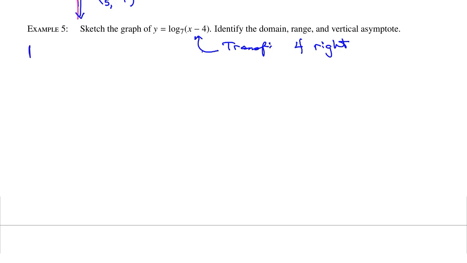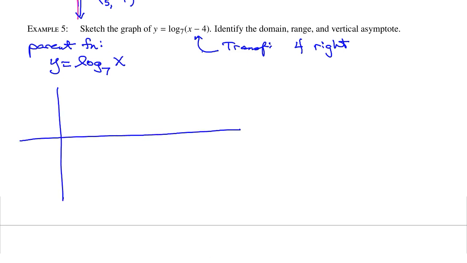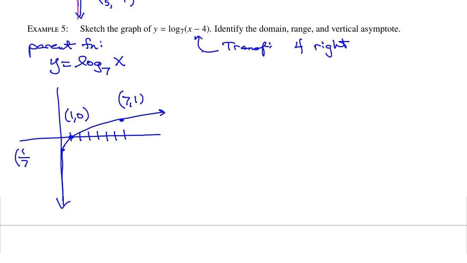So let's graph the parent function of y equals log base 7 of x. Okay. 1, 2, 3, 4, 5, 6, 7. So it's going to go through 1, 0, 7, 1, and then 1/7, negative 1. Like that. Let's mark these points. So 7, 1, 1, 0, and 1/7, negative 1.